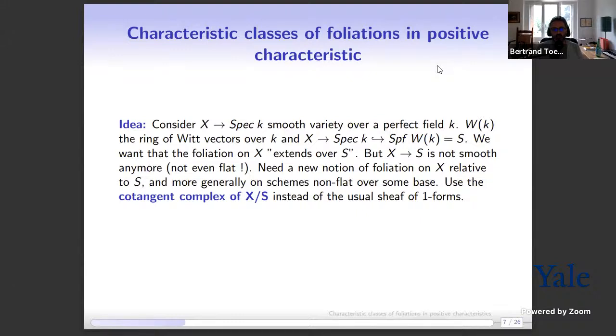Okay, so in such a situation, if you want to talk about foliations on non-smooth schemes, the first thing to do is to replace one forms, or the vector bundle of one forms, or the vector bundle of vector fields, by the derived analogs. So you have to replace one forms with the cotangent complex. And this is what we're going to do. And then you have to define what are foliations using cotangent complexes instead of one forms. Okay, and this will lead us to a notion of derived foliation that I'm going to explain now.